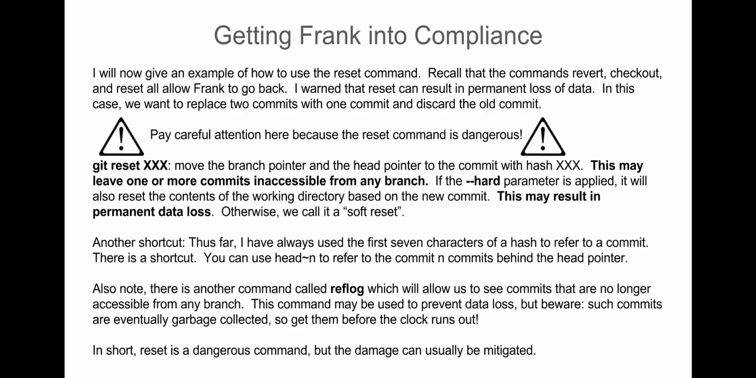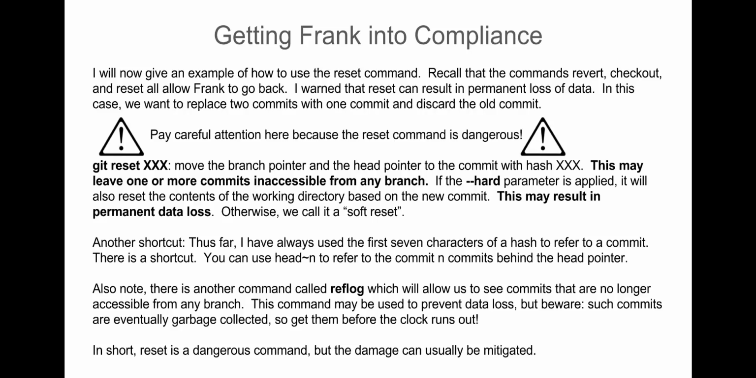And another little shortcut I'd like to introduce you to is that thus far I've always referred to commits by the first 7 characters of the hash. However, Git provides a convention that you can refer to commits back by HEAD~n. So that can be convenient, that you can save yourself the trouble of looking up the hash when you simply know how many commits back you want to go.